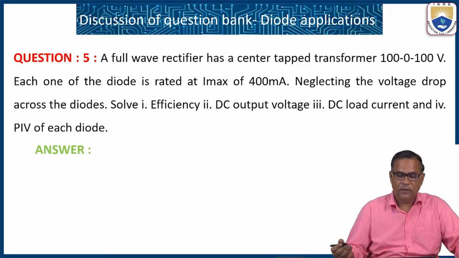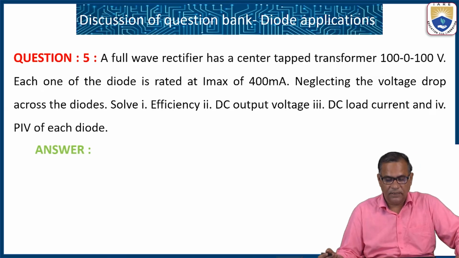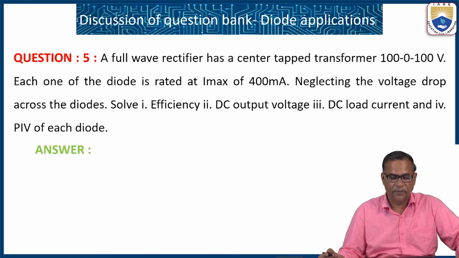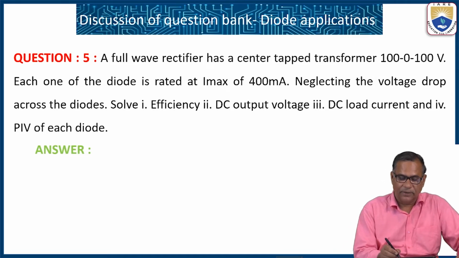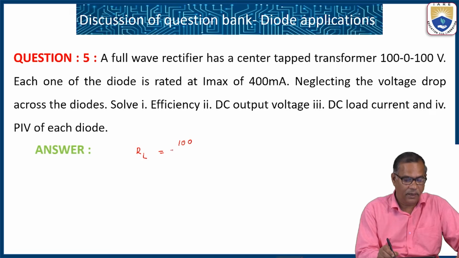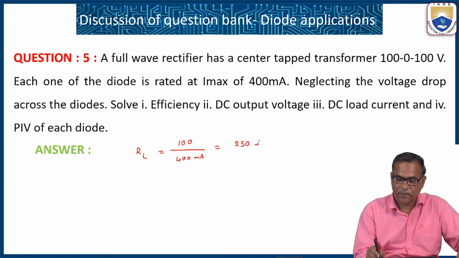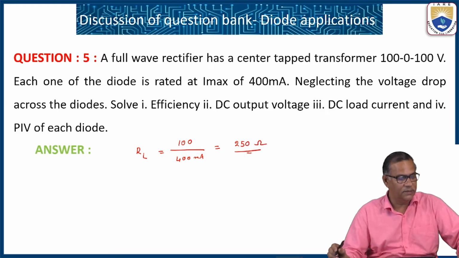So let us solve this problem. So here at the maximum value of current, that which is 400 milliamperes, what should be the load resistance? Let us calculate. So RL is equal to 100 by Im. Im we take it as 400 milliamperes. So this is equal to 250 ohms. That is the load resistance.